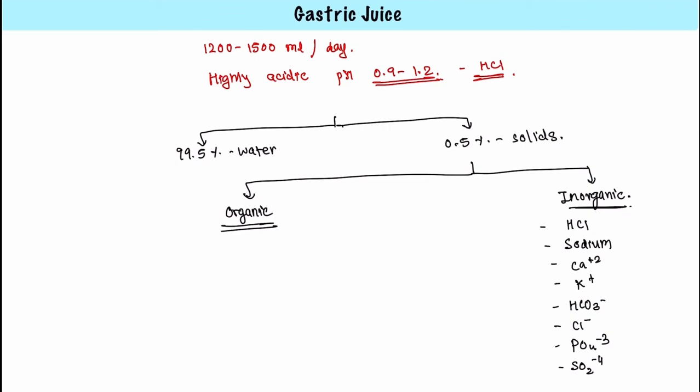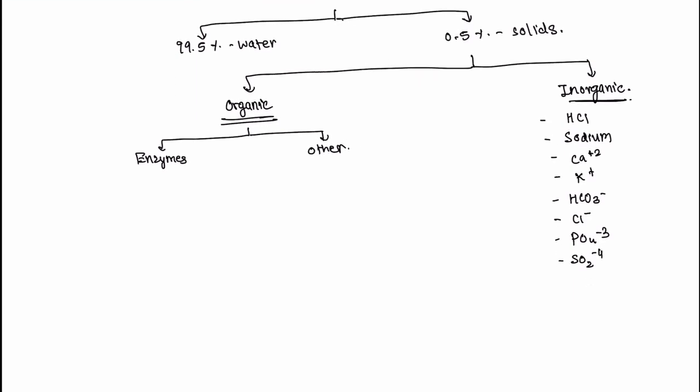And in organic, there are enzymes and other organic substance. So in enzymes, there is pepsin, renin, gastric lipase, urease, etc. And in other substances, there is mucus and intrinsic factor.